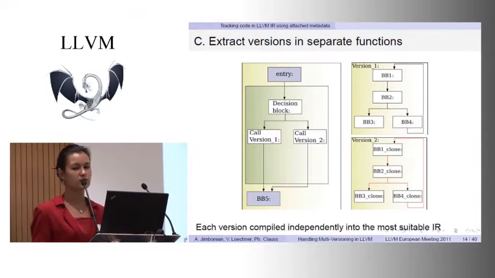So we have these new versions. We insert a call to these functions, and then we also insert a decision block that will allow us at runtime to switch between them. What were the problems that we had with multi-versioning?